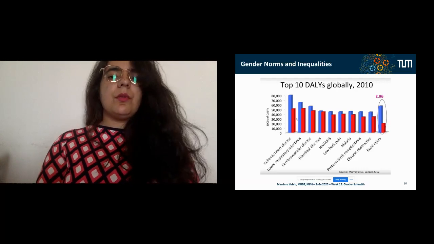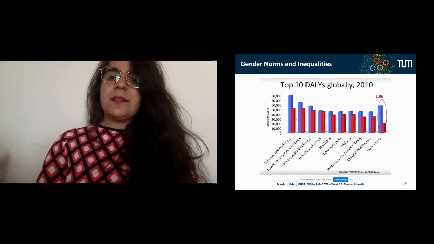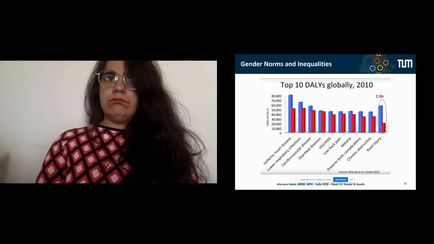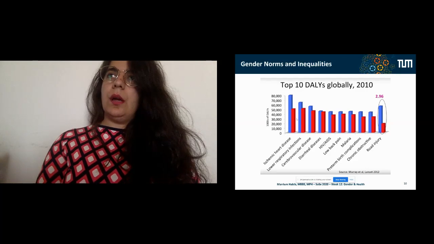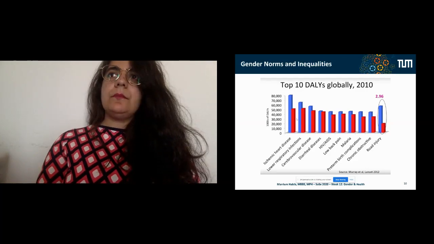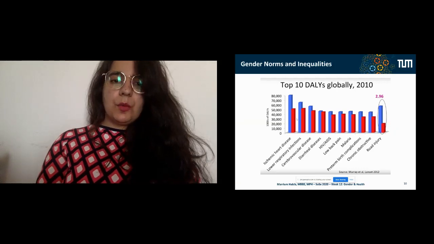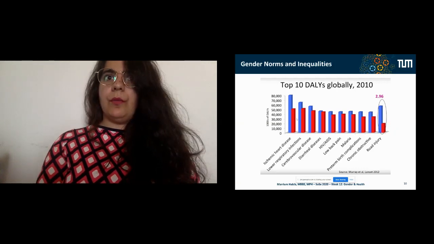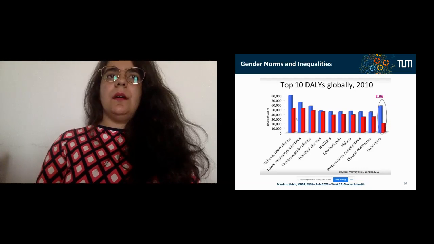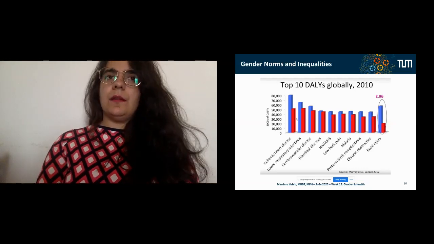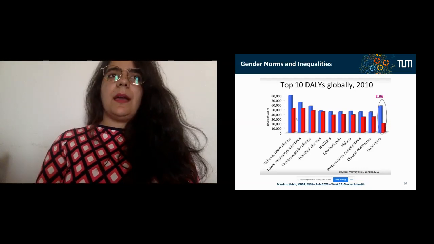But have a look at road injury, where males are twice as likely to have DALYs because of road injury or road traffic accidents than women. This can, of course, be explained through differences in access to vehicular transport between men and women, the different modalities and mobilities of how men access road traffic, and how women access road traffic.